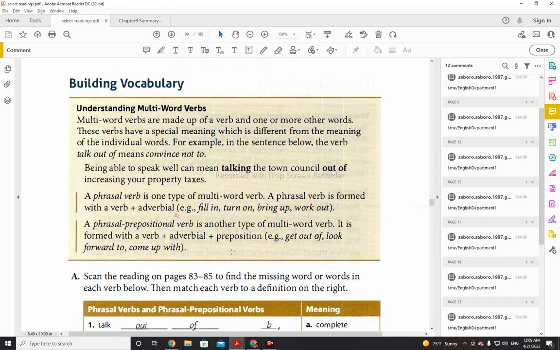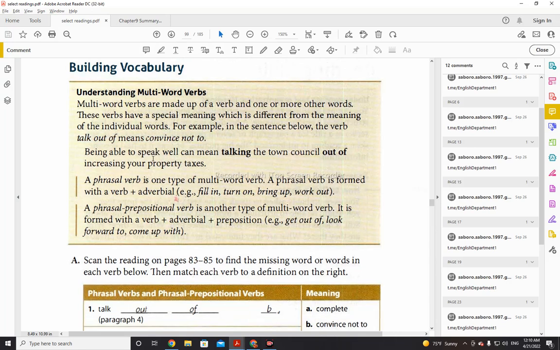Alright. Multi-word verbs are made of a verb and one or more other words. So basically it consists of a verb and one or two more words. These verbs have a special meaning which is different from the meaning of the individual words. For example, in the sentence below, the verb talk out of means convince not to. You see Saba, that's here. Talk out of means convince not to.